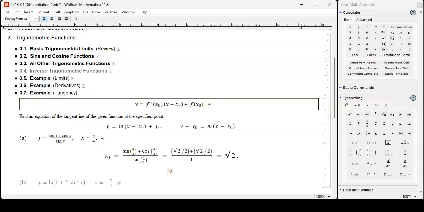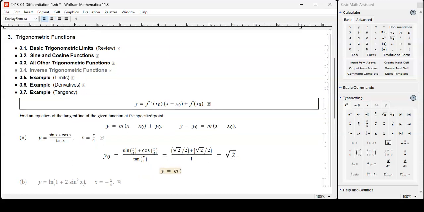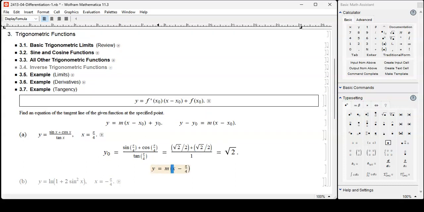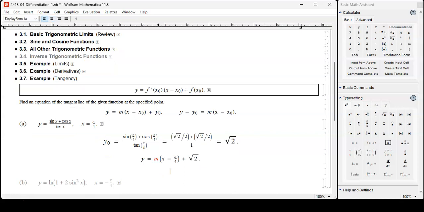So we're down to this: y equals slope m, which we don't know, times x minus pi over 4, plus square root of 2. If we find this m, then we are through. So we have a point, x0, y0, and then we want to find out the slope. The slope of the tangent line is the derivative evaluated at the point.